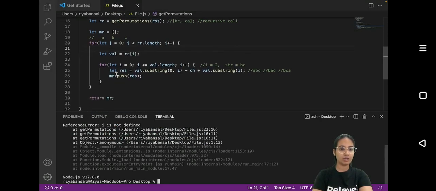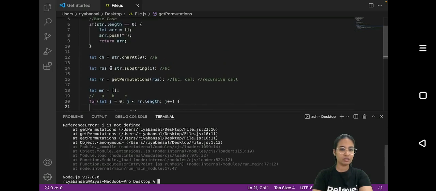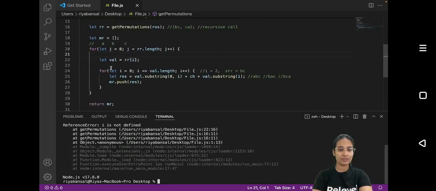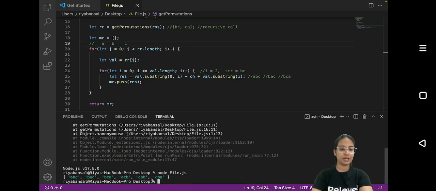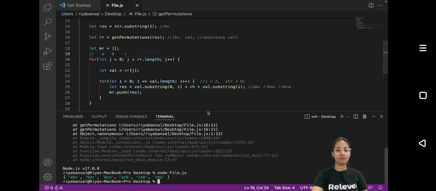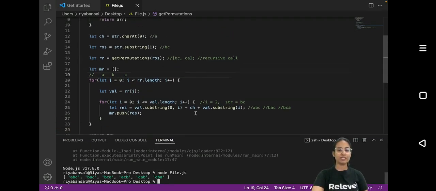Now let's see if this is working or not. It says I not defined. Let's see where. Okay, this is J, and not I. Let's see now, and there you go. You have the outputs. Clear to everyone? I hope I was helpful to help you understand this concept.